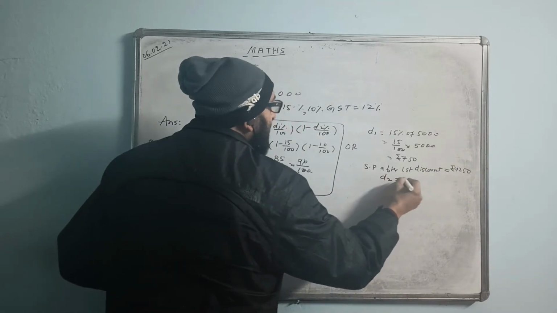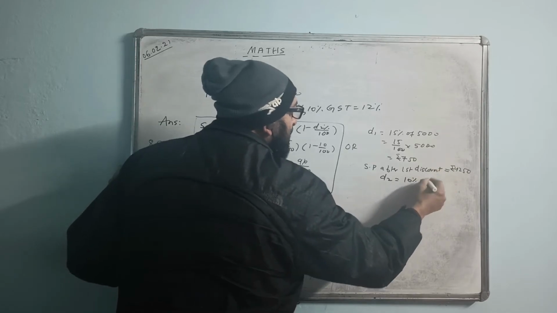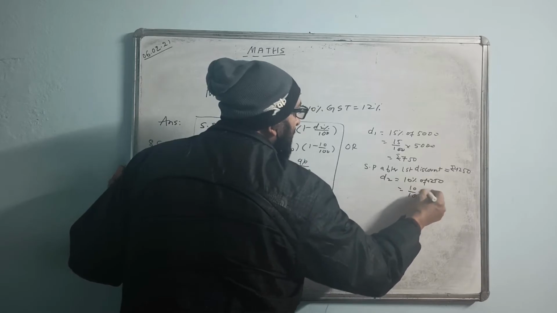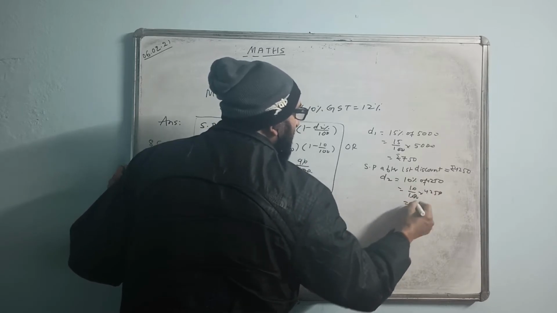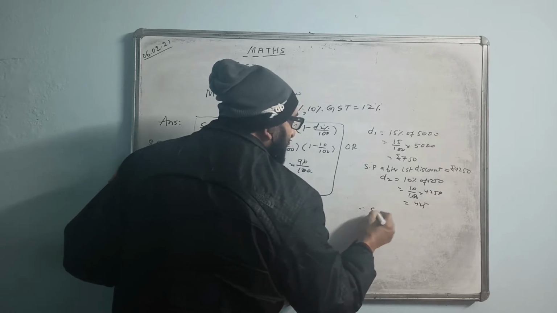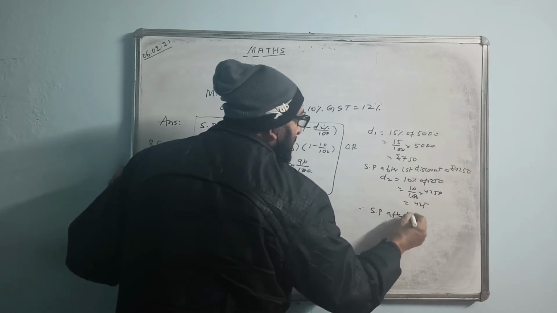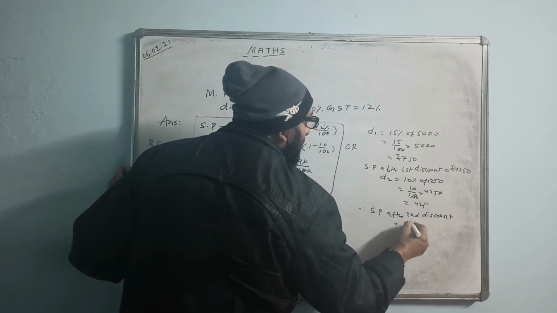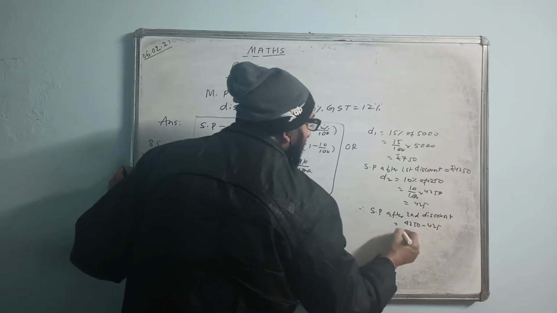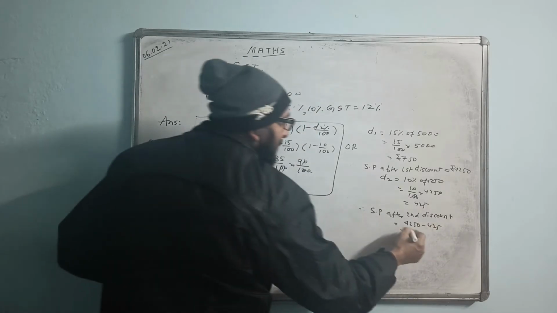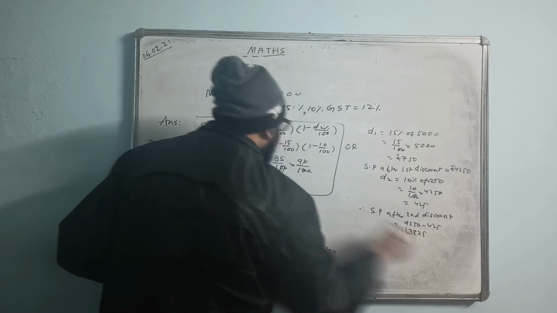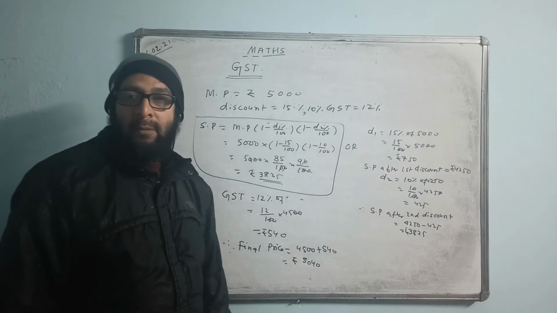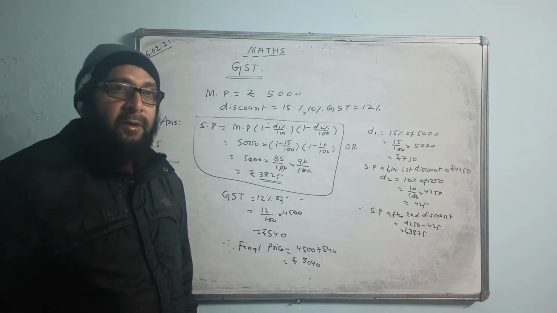Now I do the second discount. Second discount is 10% of 4,250. It will become 10 by 100 into 4250. Cancel, cancel. Second discount is 425. Now SP after second discount will come as 4250 minus 425. This is the same, 3825 only will come. If you don't want to do it this way, you can do this also. So which one do you find easier? First way or second way?